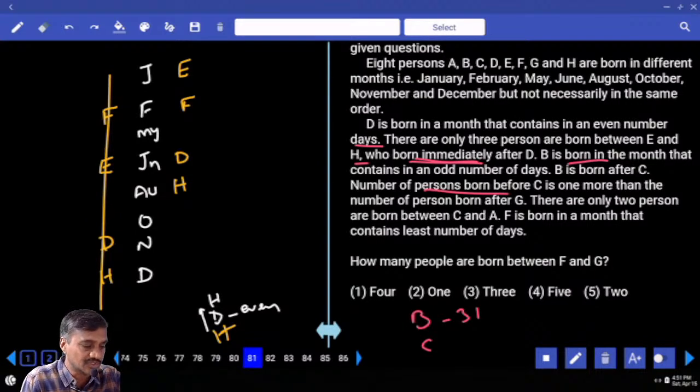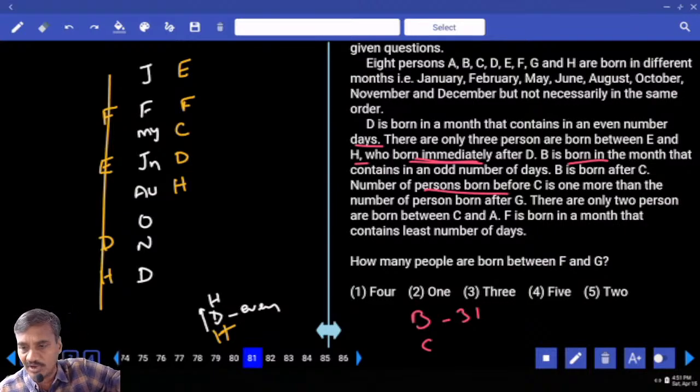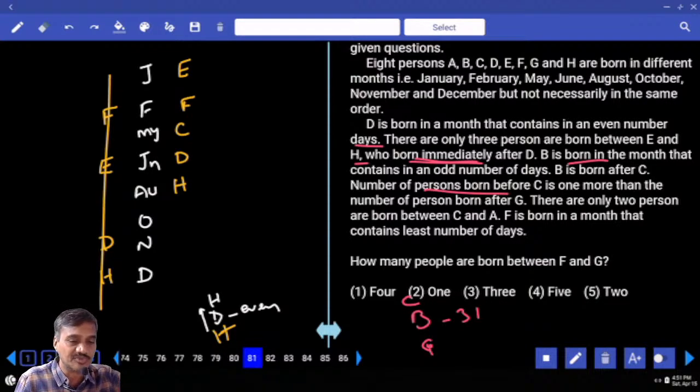Now coming back to this one, where should this C be? Can we have C at this place? Is there a chance of C being here? Now if you have C here, then B is born after C. As B is born after C, C is here, and between C and G. Now C is out from the top, and G is out from the bottom.